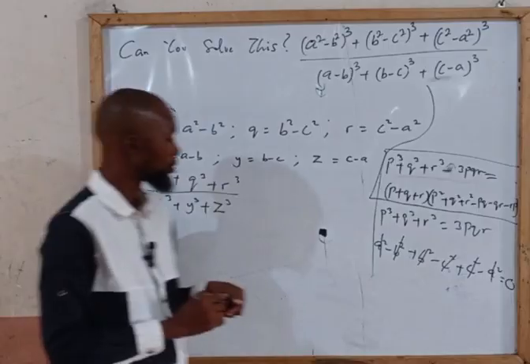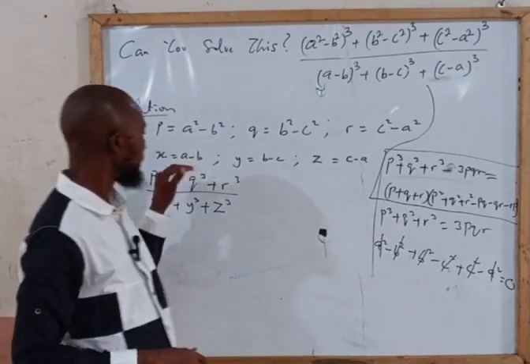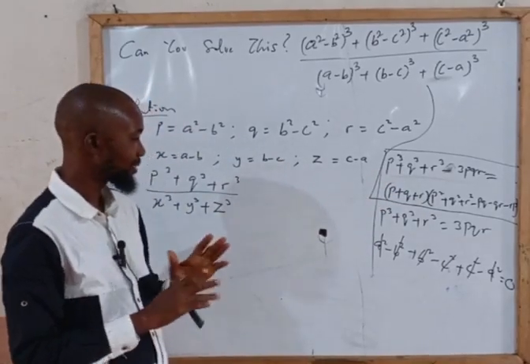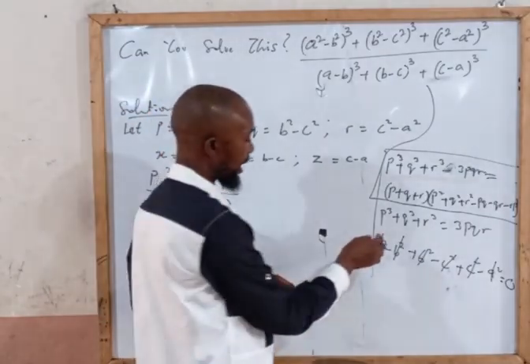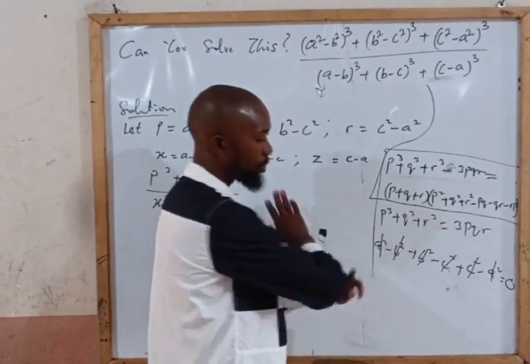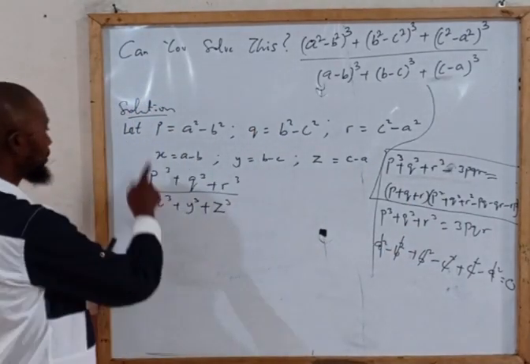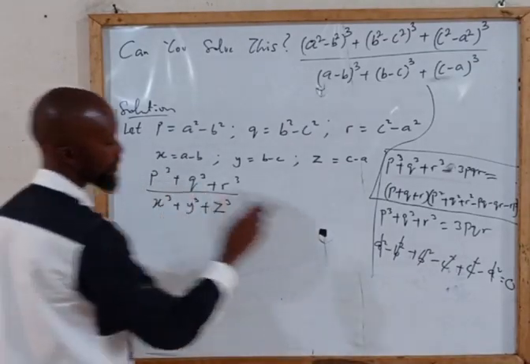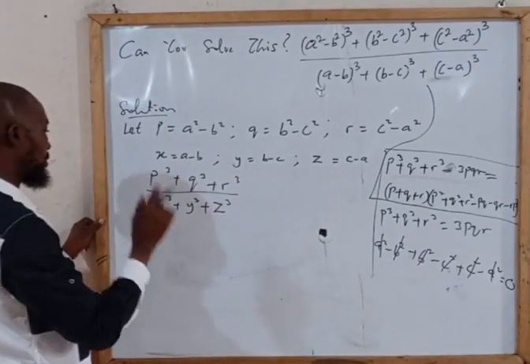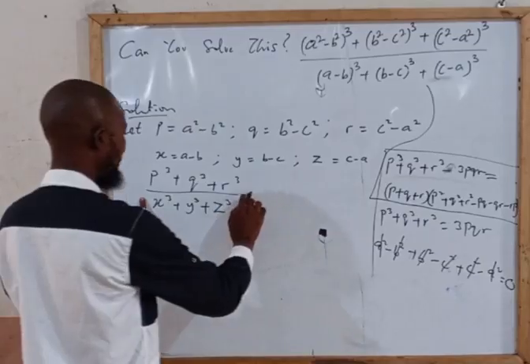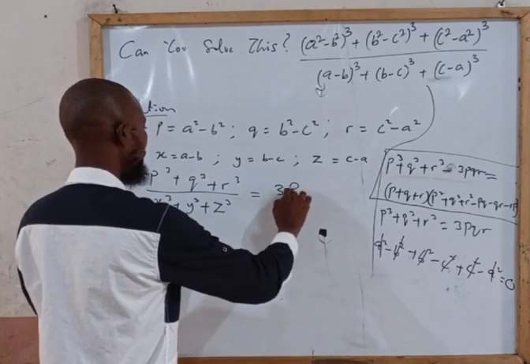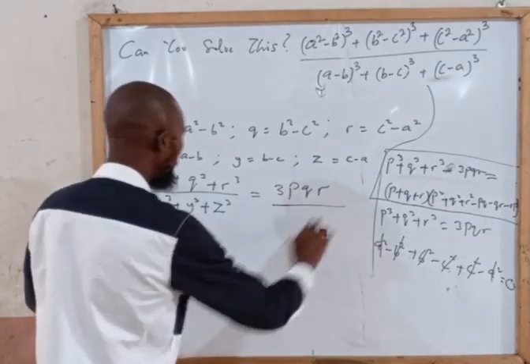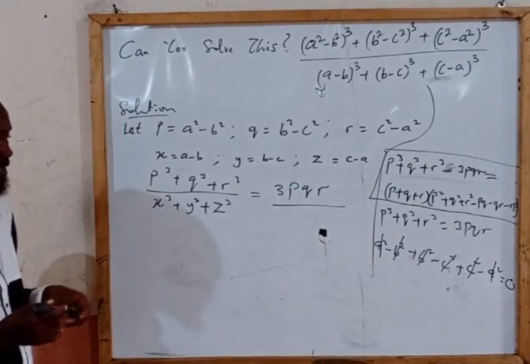So when the sum of this is equal to 0, what that simply translates to is that P cubed plus Q cubed plus R cubed will be equal to 3PQR. So that means what I have here is the same thing as 3PQR over. So we can do the same thing at the denominator level.